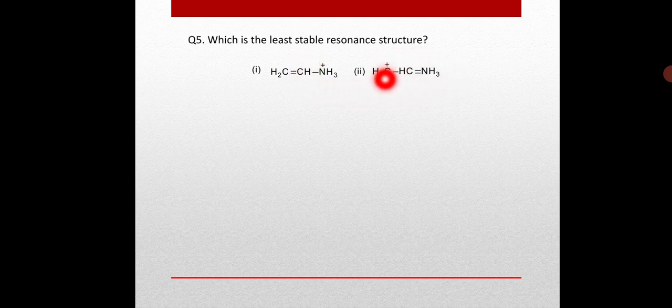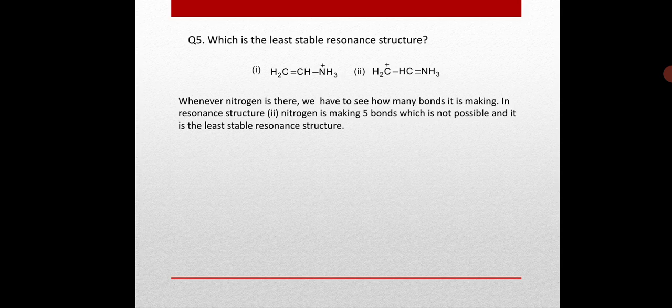So see this structure. In this resonance structure, nitrogen has made 5 bonds, which is not at all possible. So this structure does not exist at all, and so this is the least stable structure. So structure 2 is the least stable structure. Without shifting any bonds, you can say that structure 2 is the least stable structure, because in structure 2 nitrogen is making 5 bonds, which is not possible, and it is the least stable resonance structure.